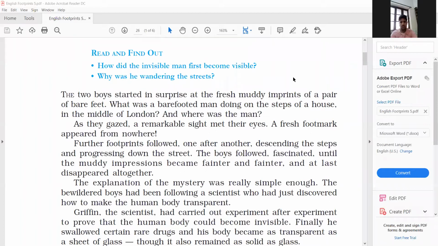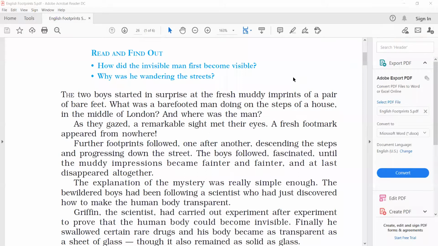Further footprints followed, one after another, descending the steps and progressing down the street. Descending, going down the steps, progressing, going further across the street. The boys followed, fascinated, until the muddy impressions became fainter and fainter, and at last disappeared altogether.